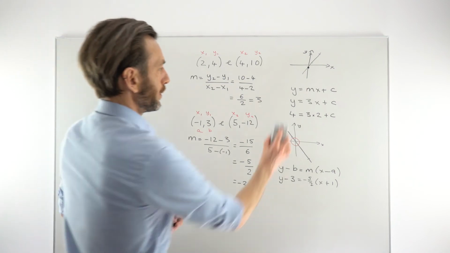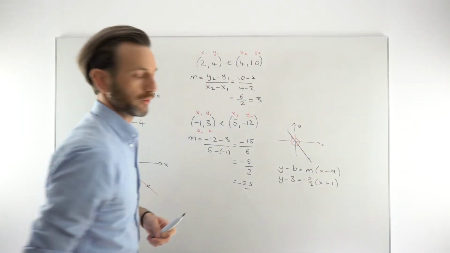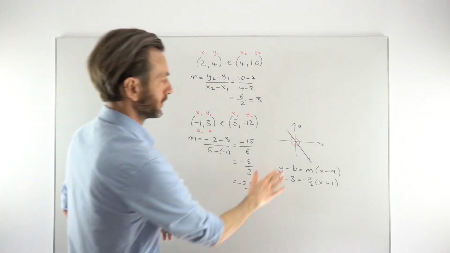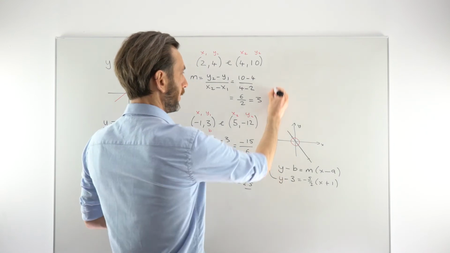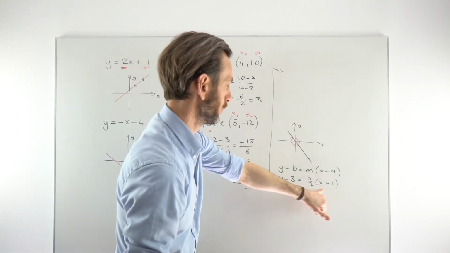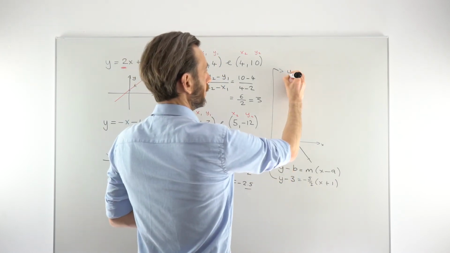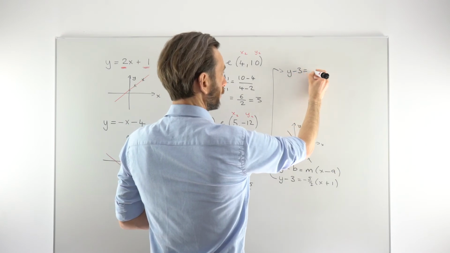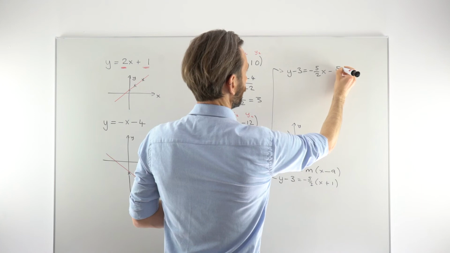Okay, so I'm just going to move my working up here, keeping an eye on our diagram just to make sure that the final answer tallies in with that. So I'm just going to pull that up here to make a bit of space. You could deal with this in slightly different ways. I think we'll just multiply the bracket. So we get y minus 3 equals minus 5 over 2x minus 5 over 2.